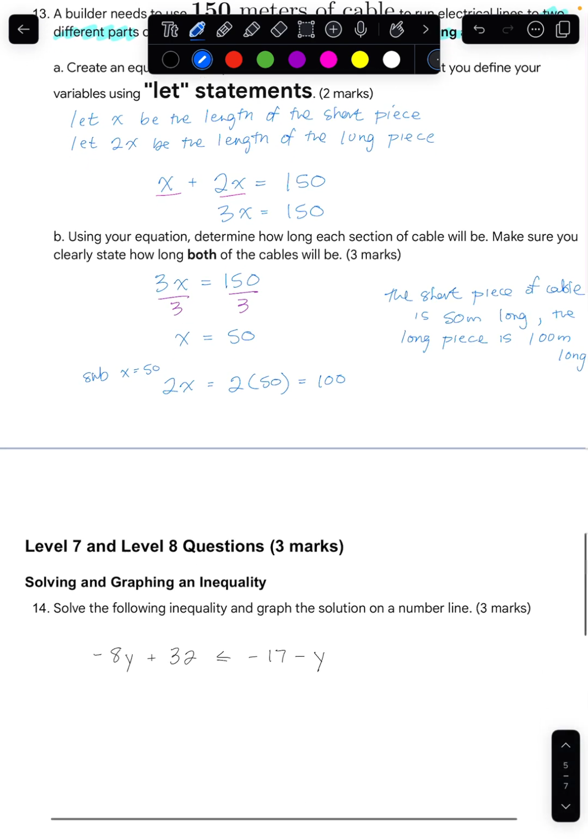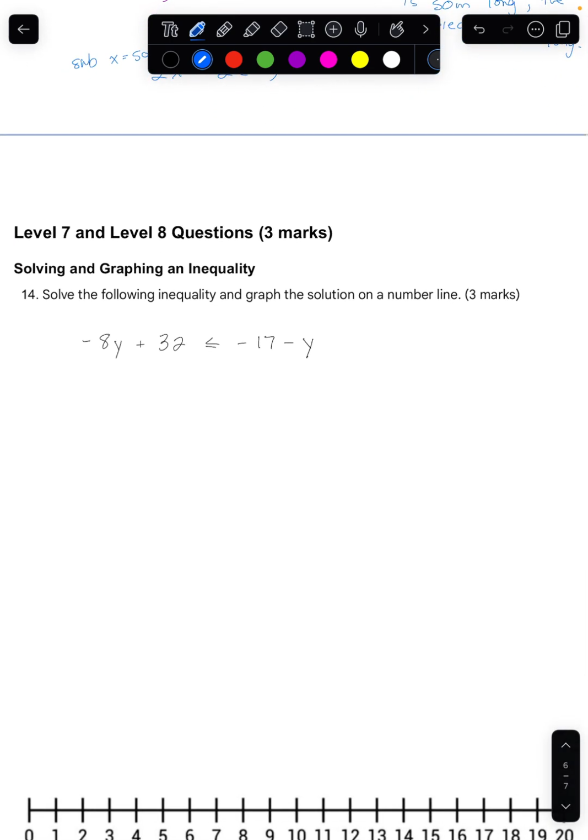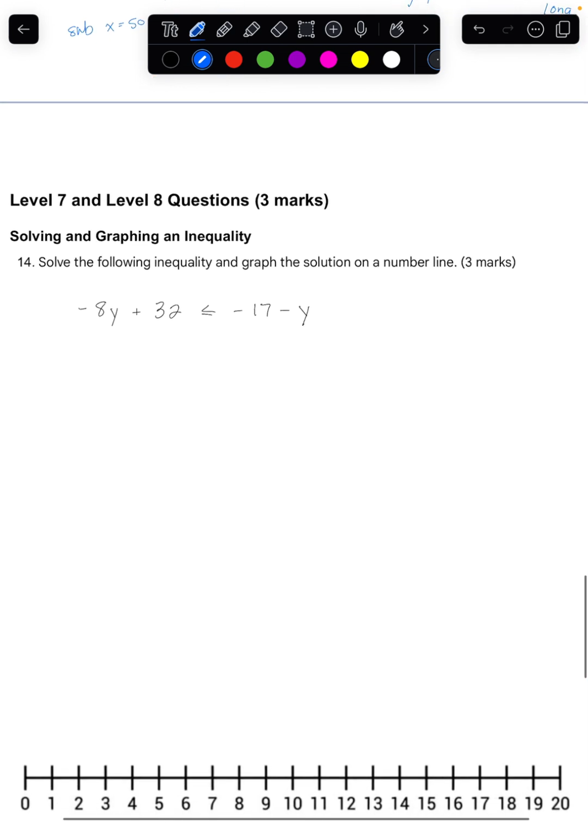Okay, we'll look at our final problem. For some reason, this final problem wasn't showing up, but I added another one, which we'll solve together. It's an inequality. We need to solve for y. And let's take a look. So the first step always in these is to move the variables all to one side. So let's move this minus y over. Okay, we'll move that over by adding y to both sides, or adding 1y to both sides.